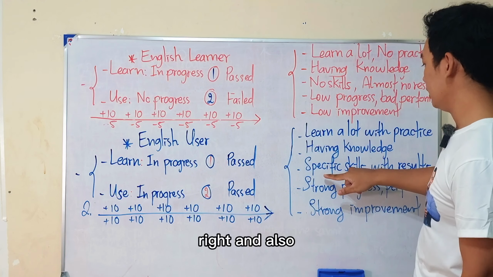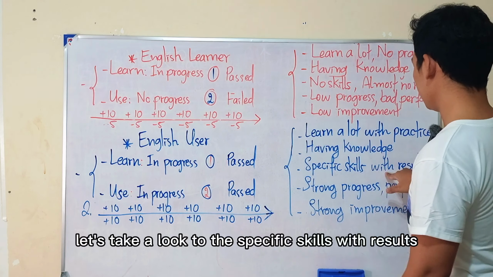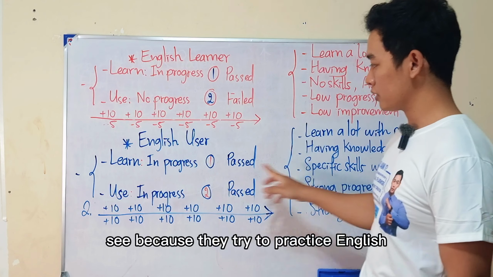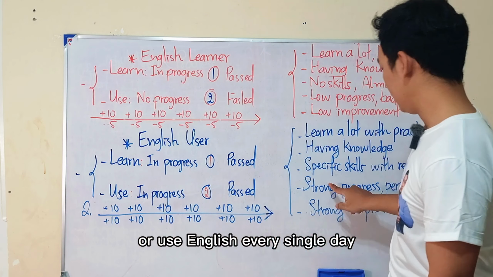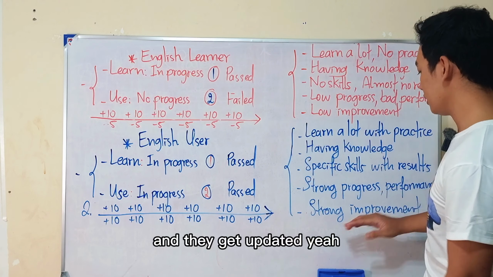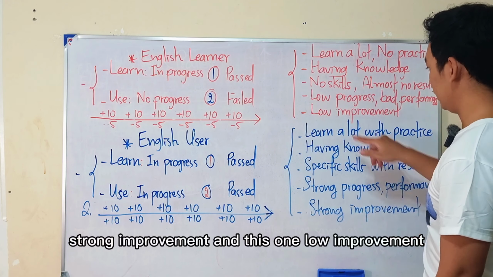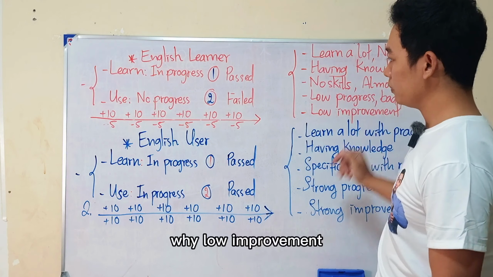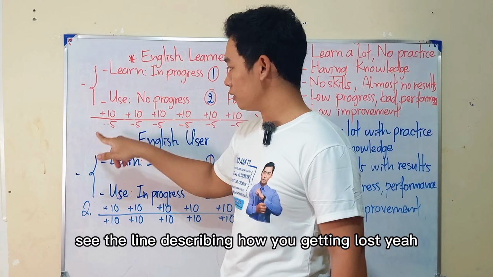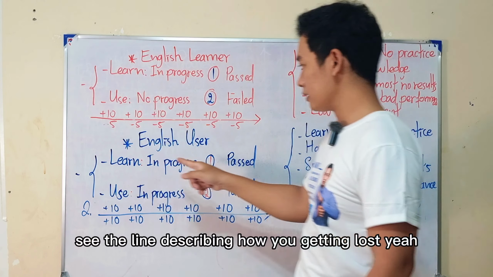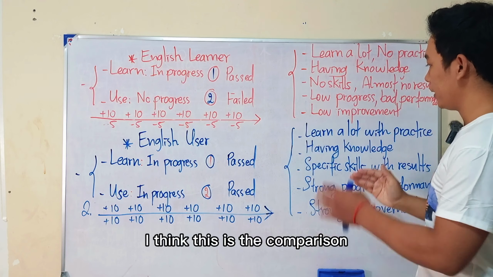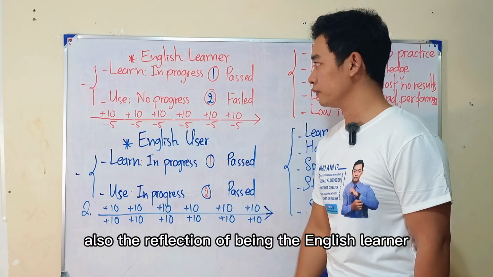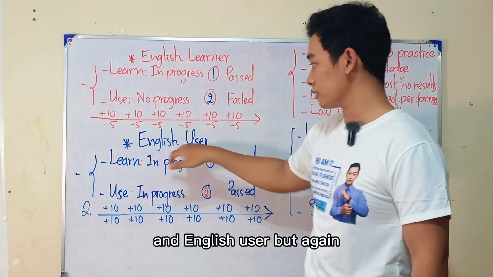Also, let's take a look at the specific skills with results, see? Because they try to practice English or use English every single day and they get updated. So the last one is strong improvement, and this one is low improvement. Why low improvement? See the line describing how you're getting lost? That is the problem. And I think this is the comparison, also the reflection of being the English learner and English user.